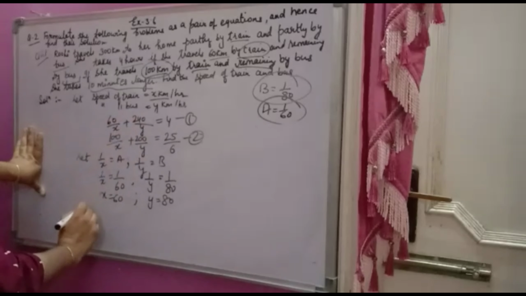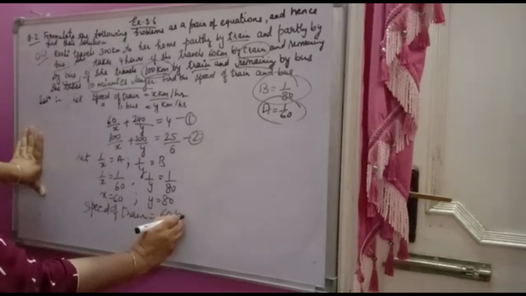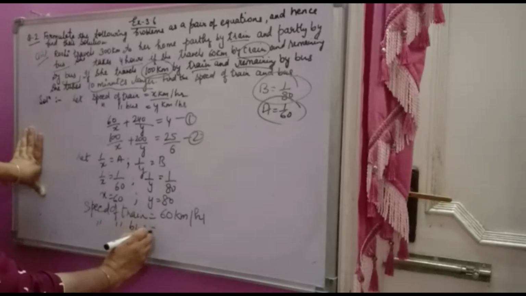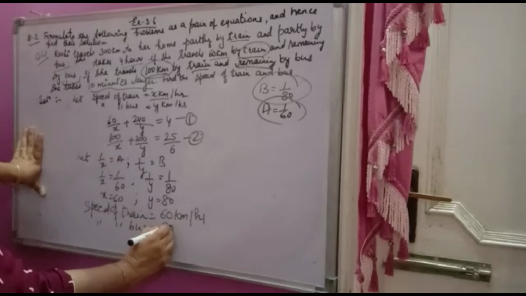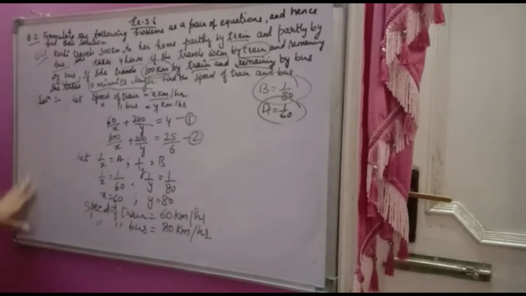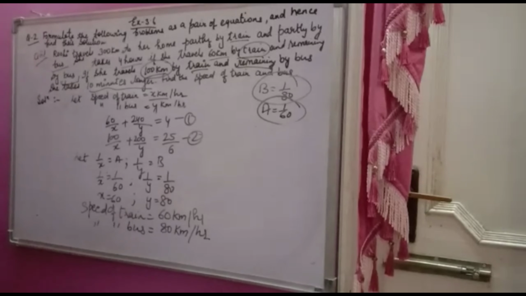Now x you took as speed of train, so speed of train is equal to 60 km per hour. Because x came 60, and speed of bus you took y is 80 km per hour. So this is the answer. Speed of train is 60 km per hour and speed of bus is 80 km per hour. Thank you.